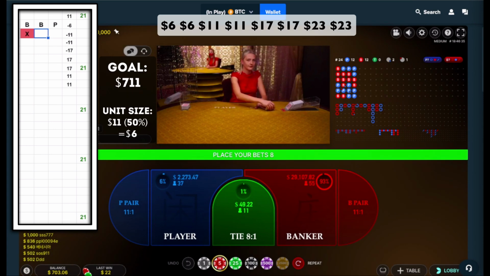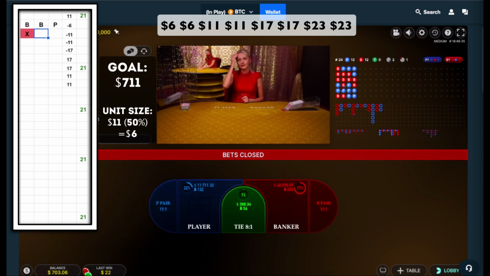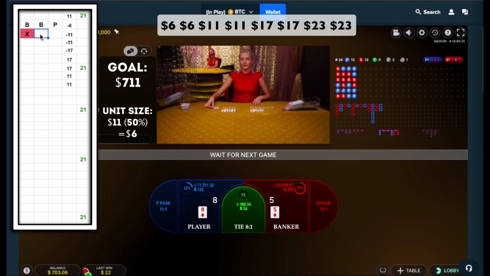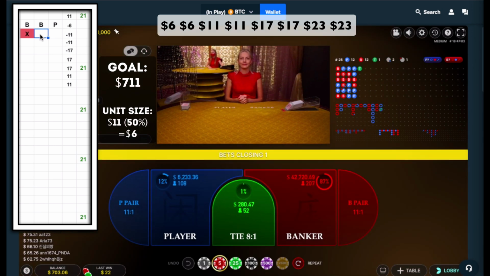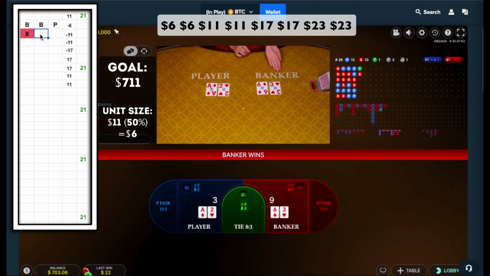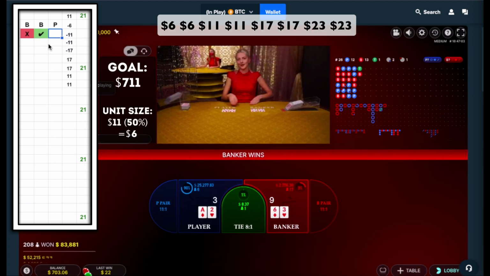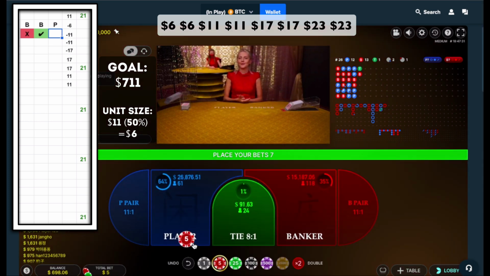New 3 pattern: banker, banker, player. Free hand is an X, so we're looking for the check mark after this free hand. I'll put $6 on player right after this. Okay, here we go, guys. I'm looking for the check mark. So let's do 6 on player.